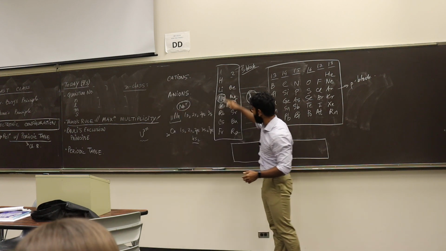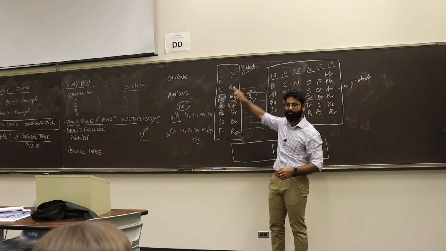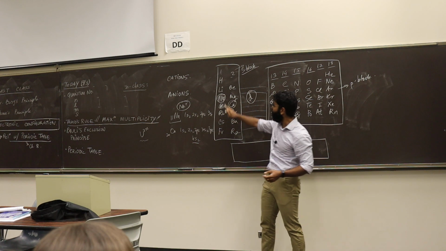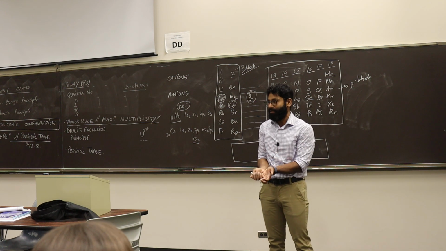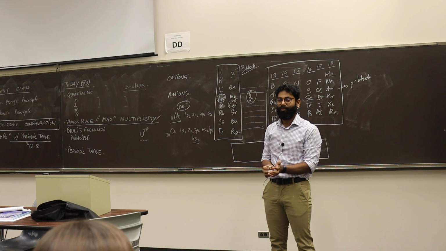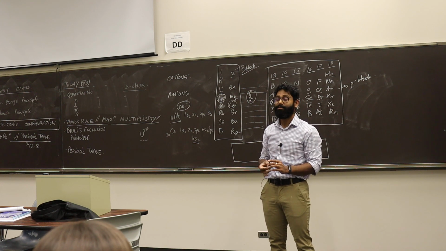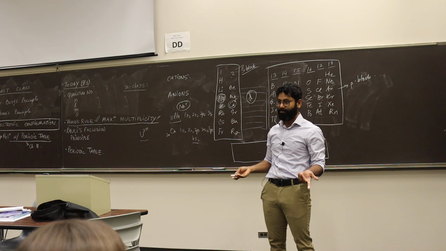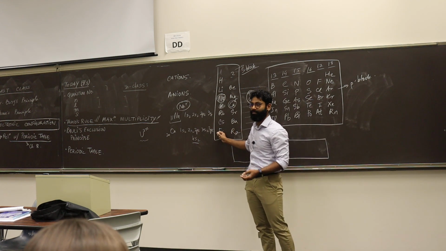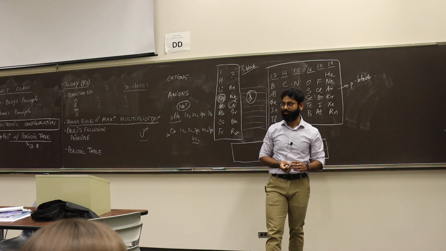Can you say the same thing for all these group 1 elements? So all of them, when they want to achieve stability, they will lose an electron. And how many electrons will they lose? Just one. And that's the power of the periodic table. You do not have to write the electronic configuration.